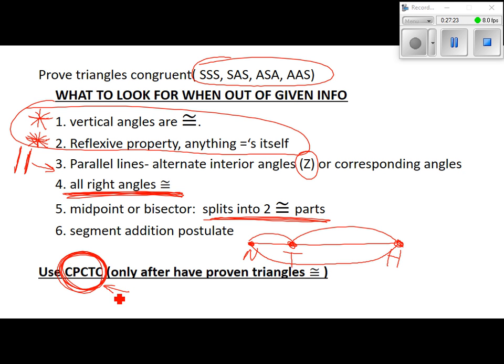So if your proof statement says two triangles, are we ever going to use CPCTC? No. If your proof statement says segments or angles, then you know your last reason is going to be CPCTC.